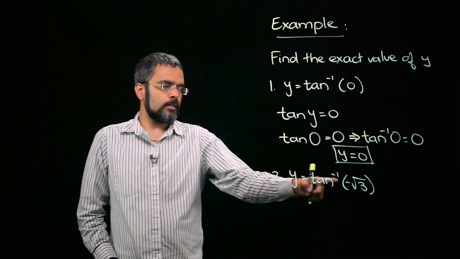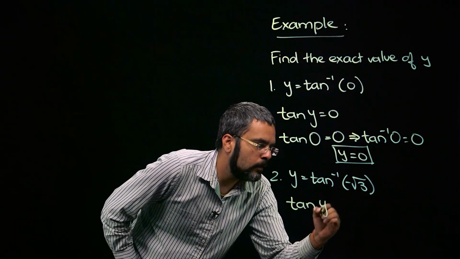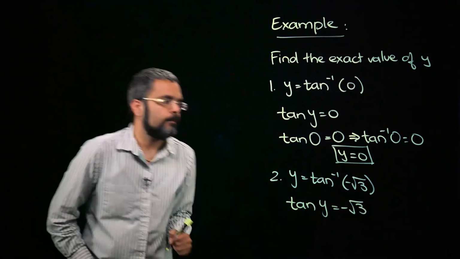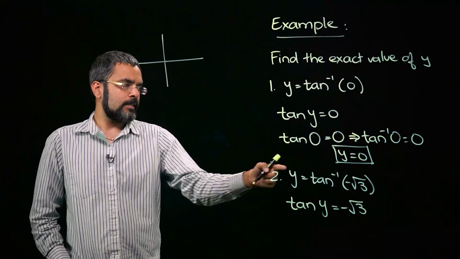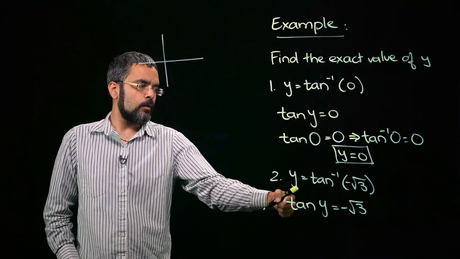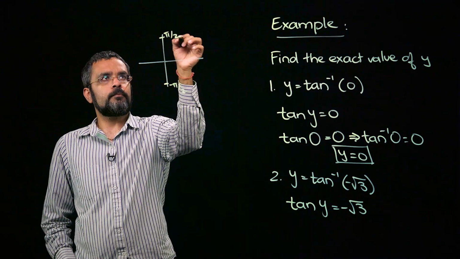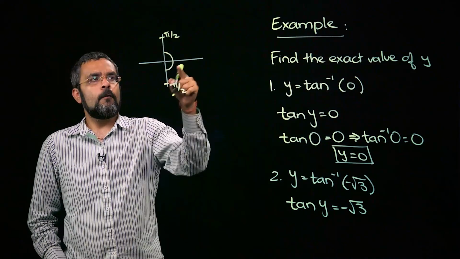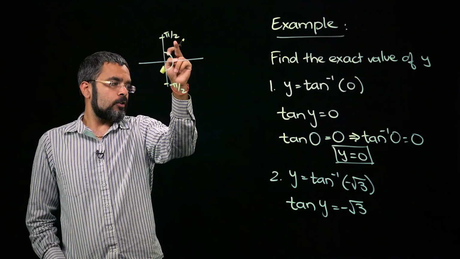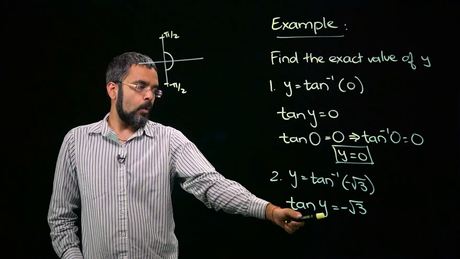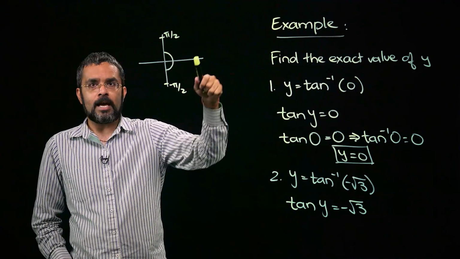Okay, let's look at the second one. What does it mean? y equals tan inverse of negative root 3. That means that tan of y equals negative root 3. Now, what is the domain of my tan inverse function? For my tan inverse function, I restrict my tan from negative pi over 2 to pi over 2, right? So I'm sort of restricted to the first and the fourth quadrant in a sense. In the first quadrant, tan is positive, so obviously this y cannot be in the first quadrant because I have a negative root 3. That means it needs to be down here, in the fourth quadrant.